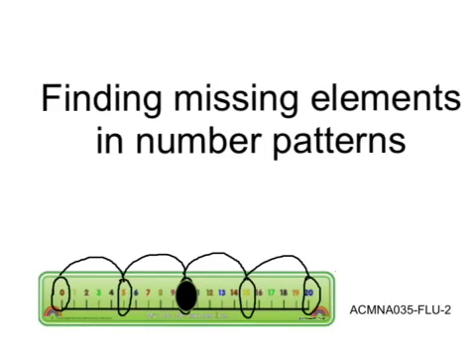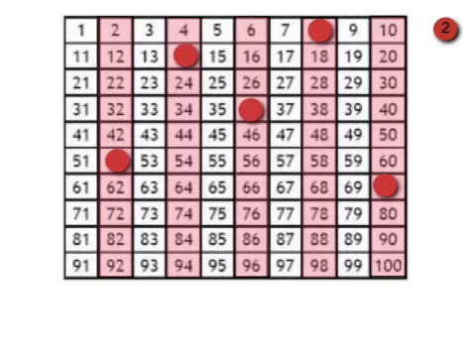Hi guys, today we're going to have a look at finding missing elements in number patterns. All this really means is finding the number that is missing or covered up. So here we have a hundreds chart, and on this hundreds chart you can see that I've shaded all of the counting in two numbers.